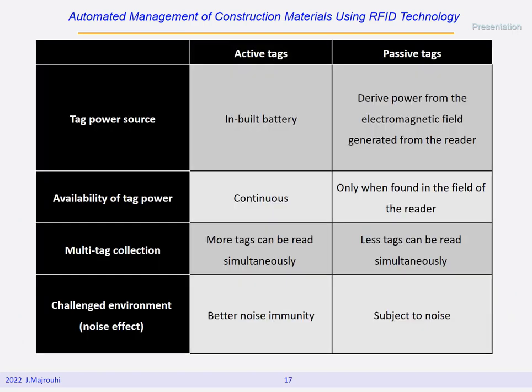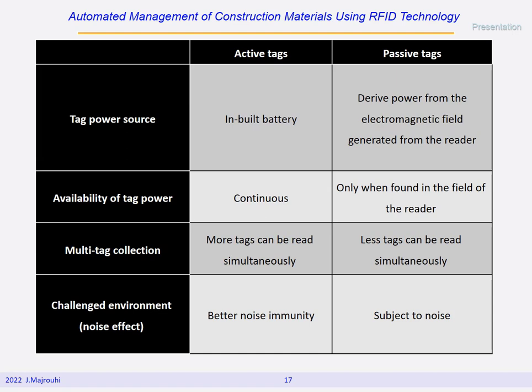Here we have a comparison between active tags and passive tags. Specification: active tags' power source is an inbuilt battery, but passive tags derive power from the electromagnetic field generated from the reader. Active tag power is continuous, but passive tags are powered only when found in the field of the reader. When using active tags, more tags can be read simultaneously. But when passive tags are being used, fewer tags can be read simultaneously.